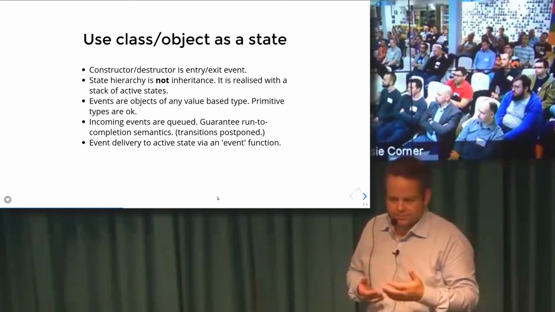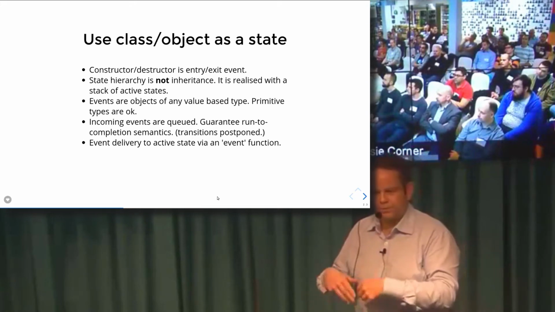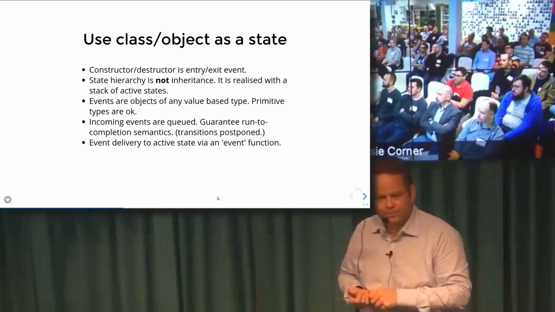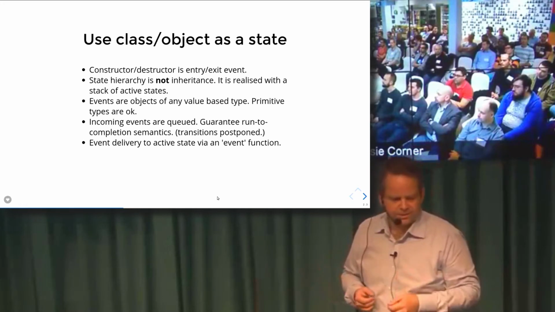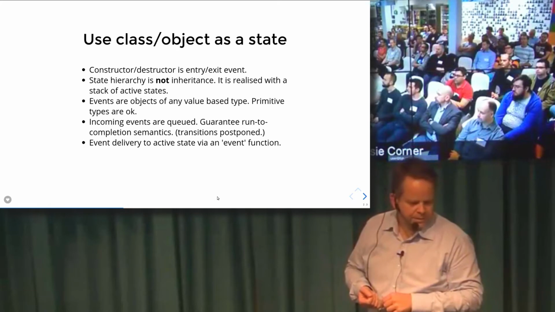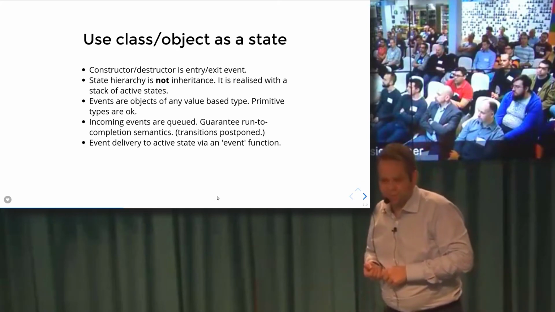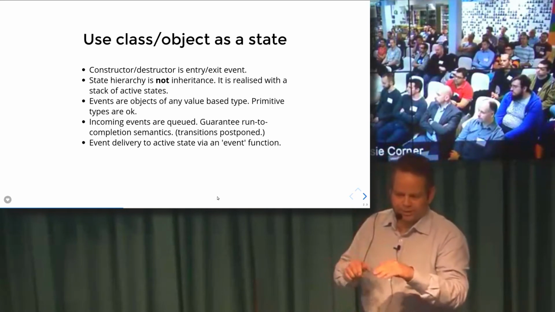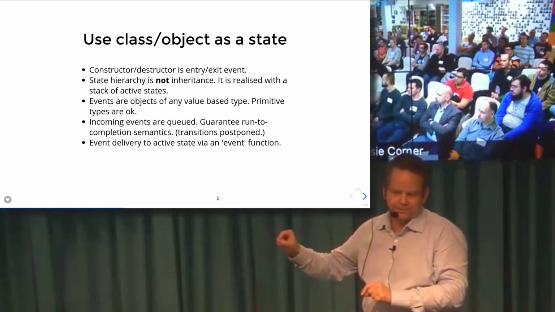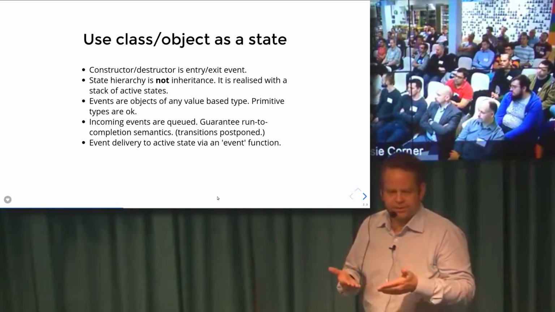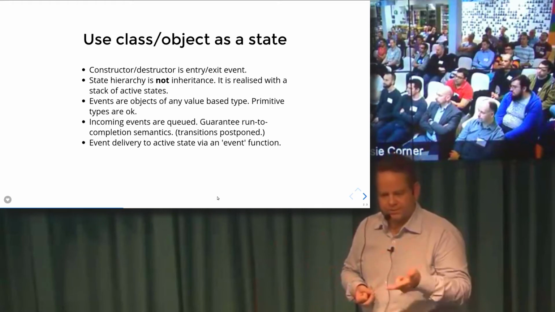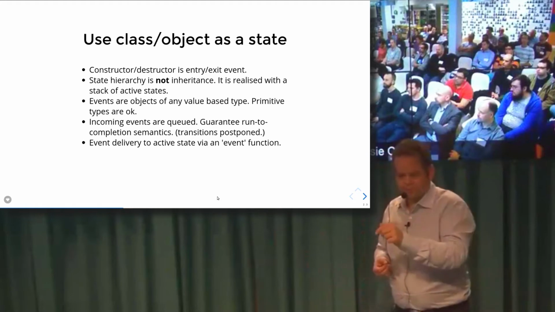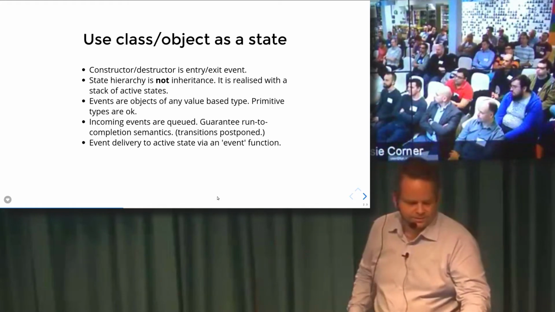The events, I like the model where the events are an object that you can put in a queue and copy around. It's not a function call like the state pattern does. It's a design decision. I like it this way. Run to completion semantics, that's the important one, I think. When you start running your function, you want to be sure it ends before you enter some other state. So that's why I include a little queue here to take care of serialization of event objects. And the delivery goes through this event function that every state class needs to have.